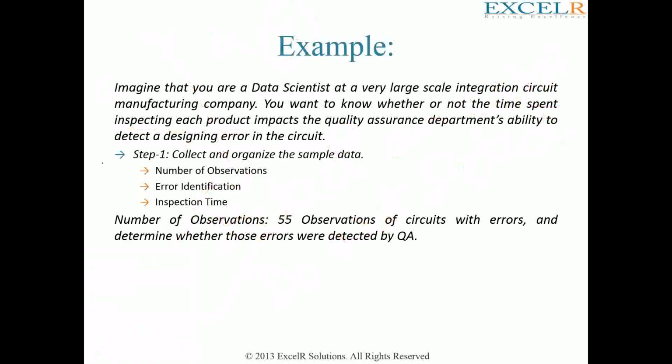What do you do as part of your step one? You collect and organize the sample data. How many observations do you want? Error identification process and inspection time, all those are done as part of your step one. Number of observations: you have 55 observations of circuits with errors, and you want to determine whether those errors were detected by QA or not.